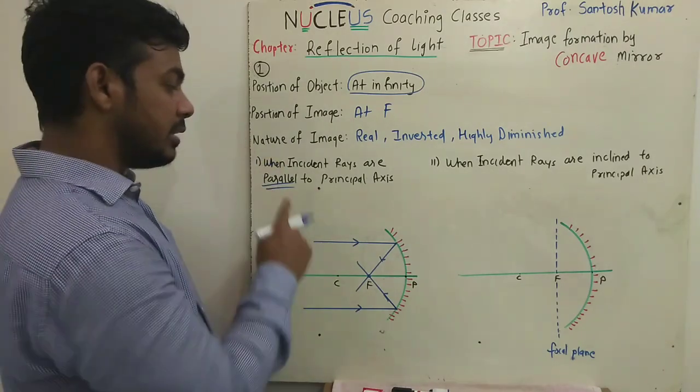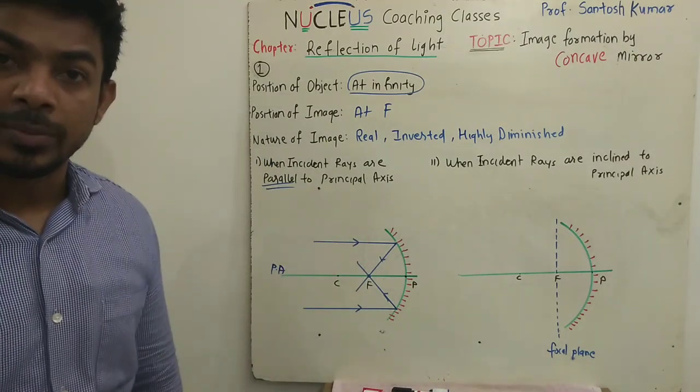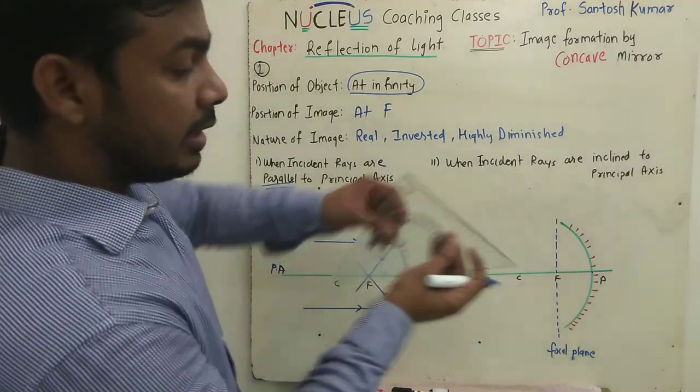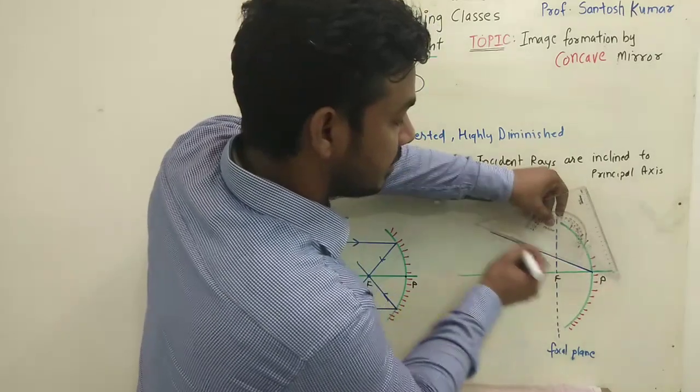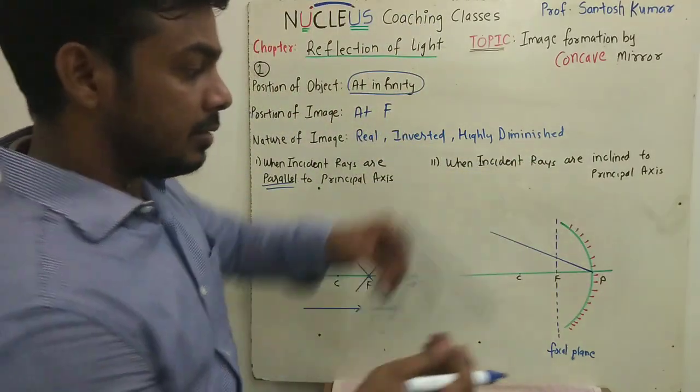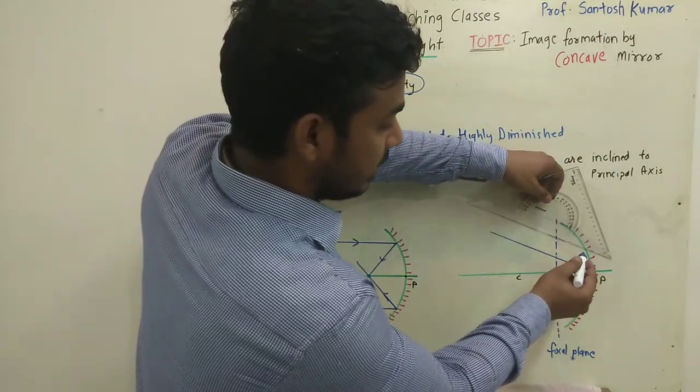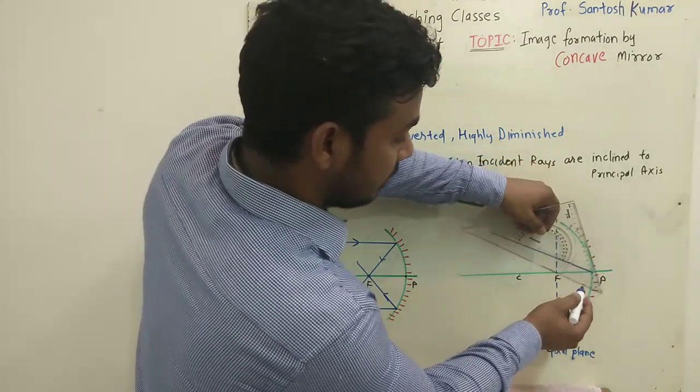So in the first case, the rays were traveling parallel to principal axis. But what if the rays are traveling inclined to principal axis? You can say these rays, say one of the rays here, okay, and let's say another ray passes through F.